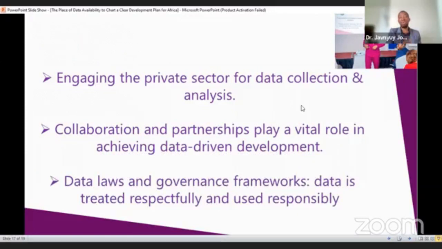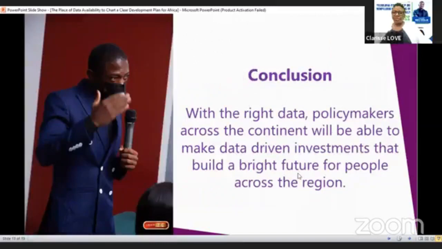Of course, data laws and governance framework. Data is treated respectfully and used responsibly. There's a new data law that was just launched in Cameroon, I think 2 days ago, announced 2 days ago, if I'm not mistaken. The data laws and governance frameworks should be released so that data is managed and protected well, so that people's data always remains safe as far as that is concerned.